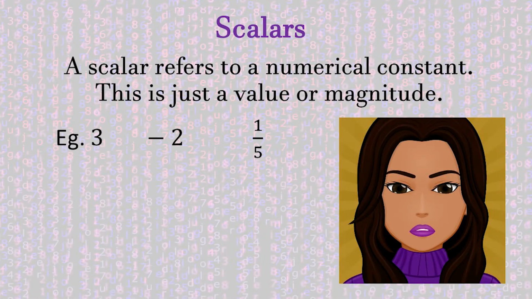First of all, we need to talk about scalars. What are scalars? Can you recall what a scalar is? A scalar refers to any numerical constant, something that's just magnitude. So when we talk about our numbers, our real numbers, our integers, our whole numbers, rationals too, we're talking about scalars.